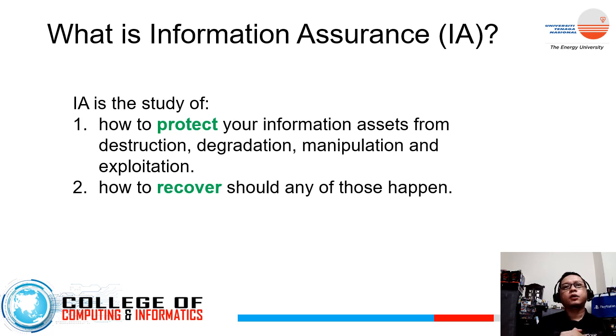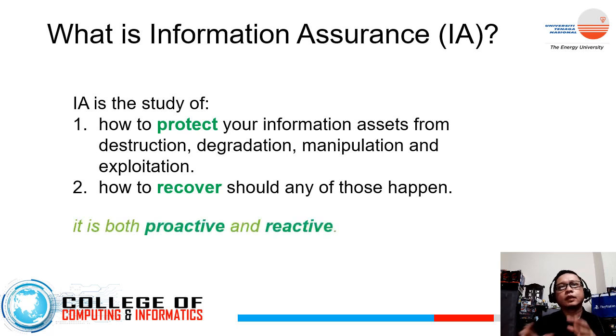Secondly, how do you recover should any of those events happen? So IA in this sense means that you need to estimate what could happen from the risk that you identify, and then if that event should happen, how do you recover the information asset, or perhaps get back the asset that you could lose or destroy, should the event that you estimated or predicted happen.